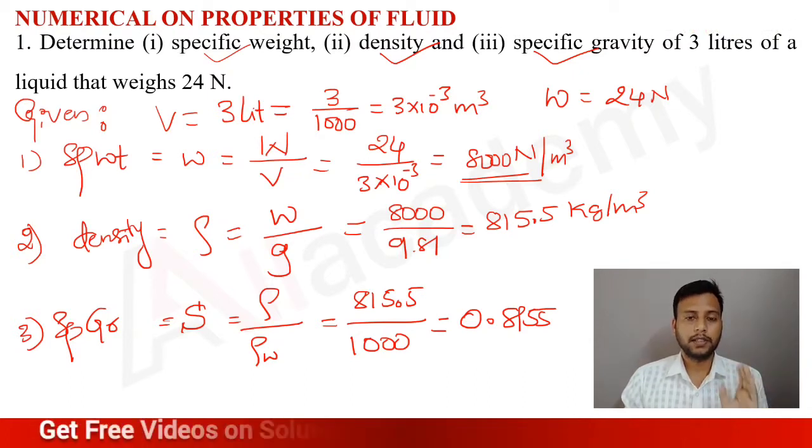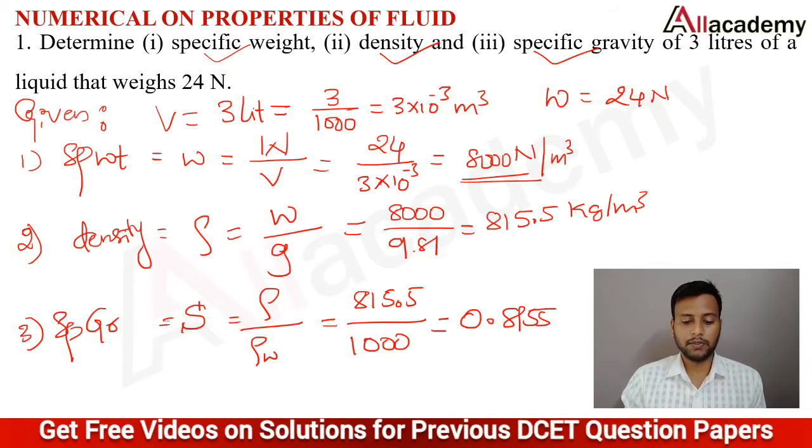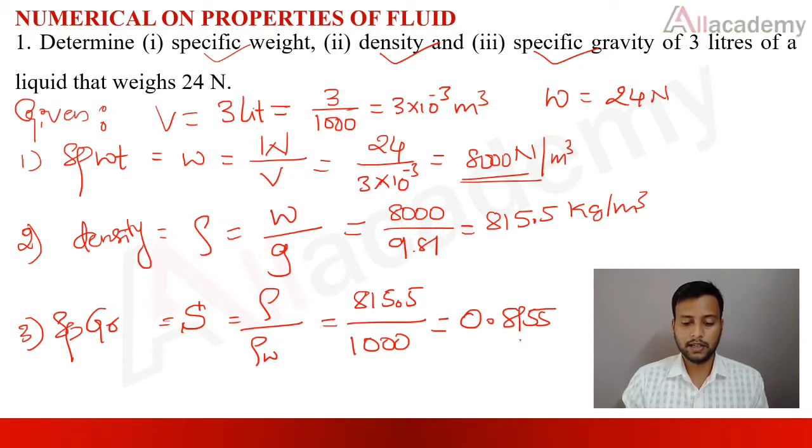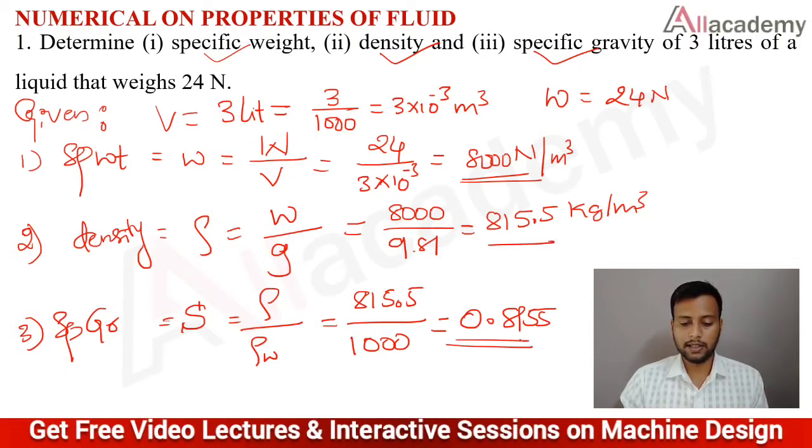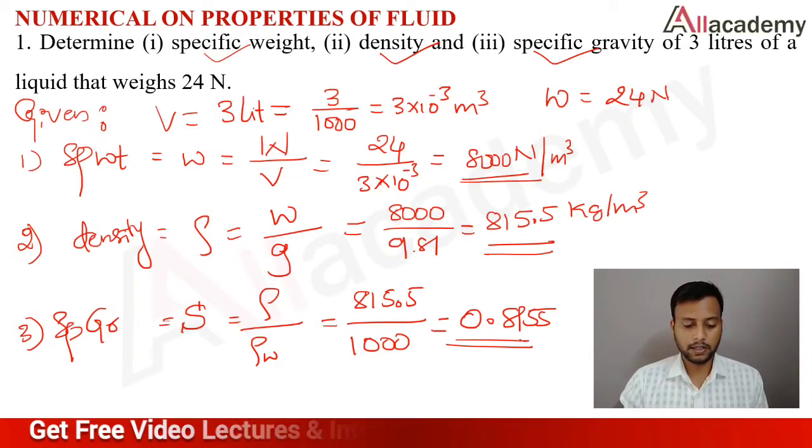Here the specific gravity is unitless, because it is a ratio of density to density, so both the units get cancelled. So these are the three answers we need to identify from the numerical.